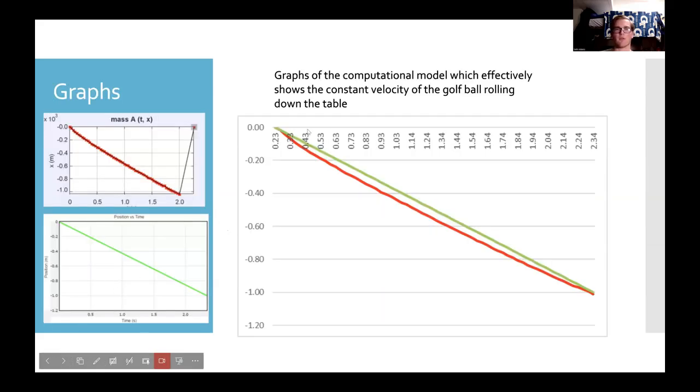So here are graphs from the experiment. This top one with the red line is our data from the Tracker app. And we have one little point up here in the corner. It is an experiment, so there's going to be human error, and that's where this point came from. But other than that, it looks pretty similar to our GlowScript code, which is the computational model directly under it. When we put them together and compare them, we can see that they are not the same.